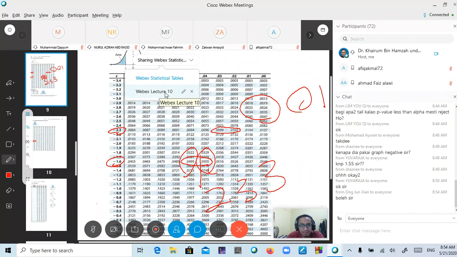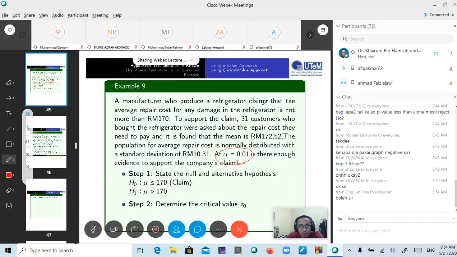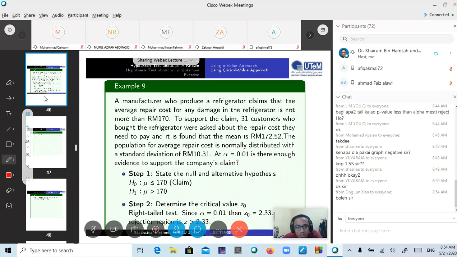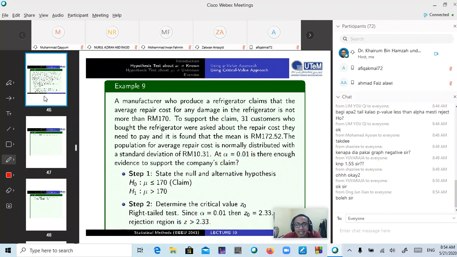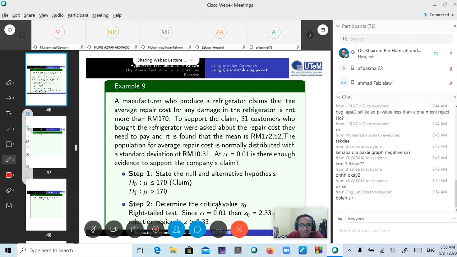Okay, remember. So you can get the value of Z naught. Z naught is 2.33. And then we reject H naught if Z calculation is greater than 2.33, because it is a right tail. So we reject when it is greater than 2.33.